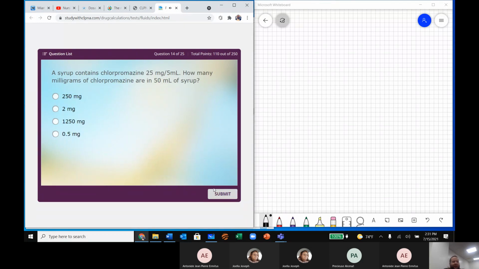Okay, let's do this one. A syrup contains chlorpromazine 25 milligrams in 5 ml. How many milligrams of chlorpromazine are in 50 ml of syrup? Okay.